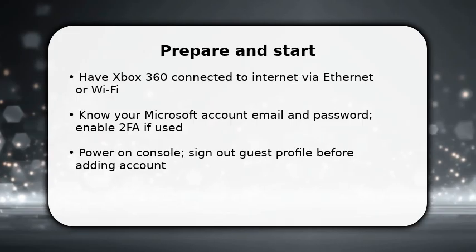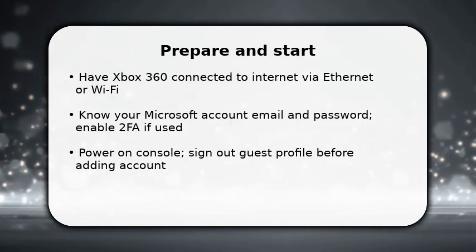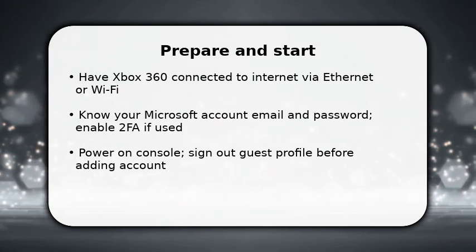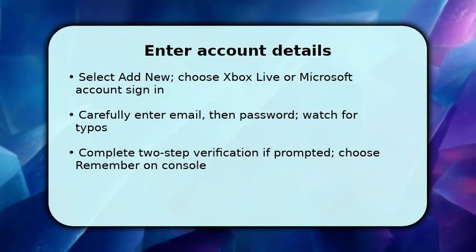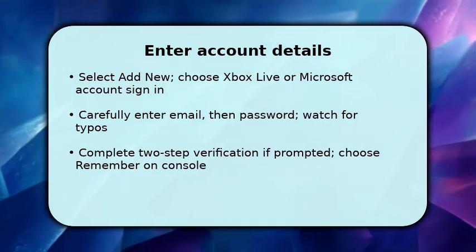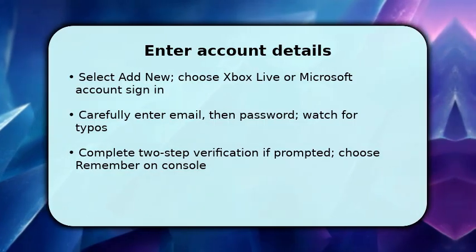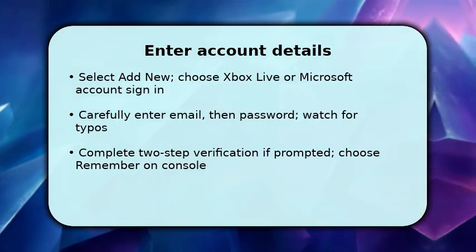If you use two-factor authentication, have your phone nearby so you can approve the sign-in quickly and avoid repeated attempts. Next, you select Add New and pick the Microsoft account sign-in option. This is where precision matters. Enter your email exactly and then the password. Slow typing prevents errors and lockouts.